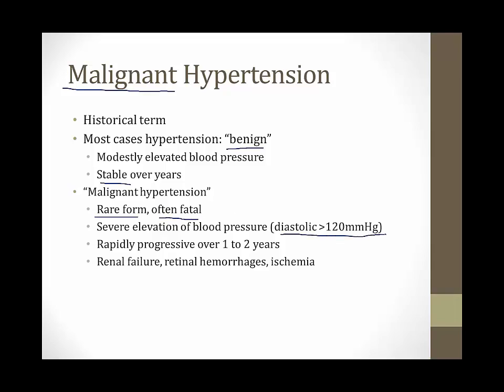The condition was rapidly progressive and usually fatal over 1 to 2 years, and these patients would die from all those complications of severely elevated blood pressure we talked about before, things like renal failure, retinal hemorrhages, and cardiac ischemia. In the modern era, when people use the term malignant hypertension, they usually mean a patient who has severe hypertension that's difficult to control. And that concludes our module on hypertension.